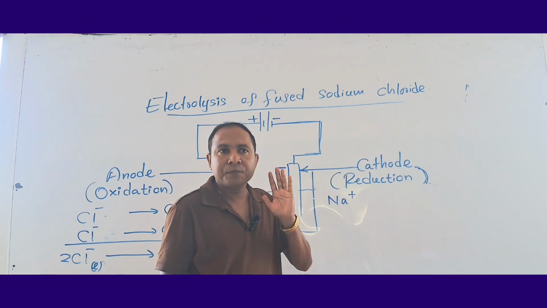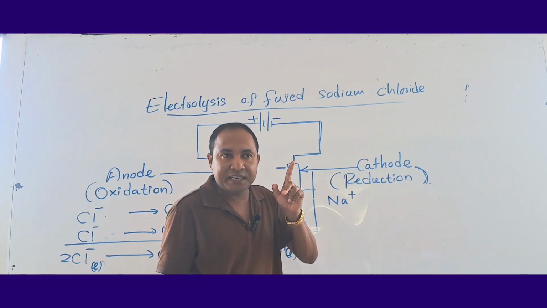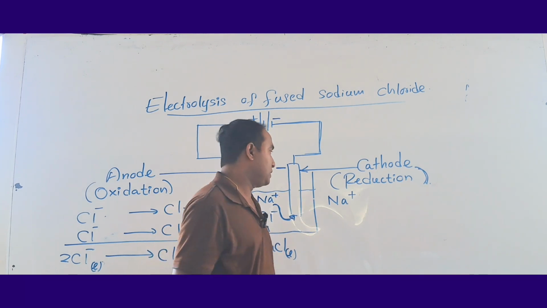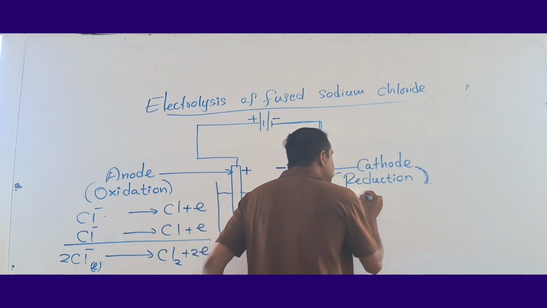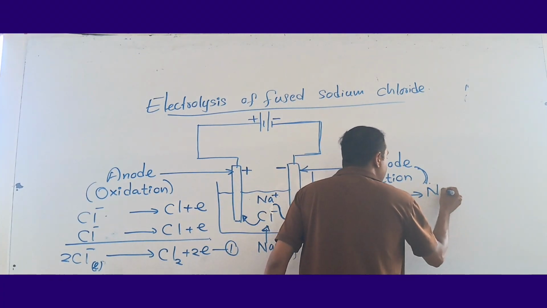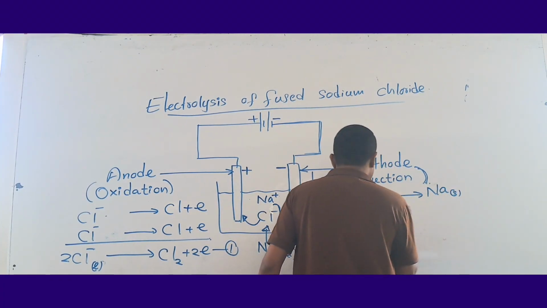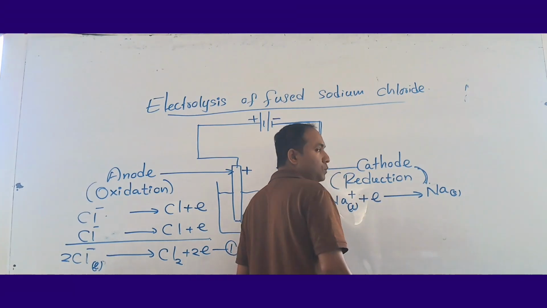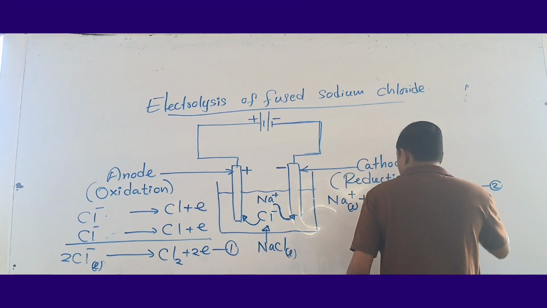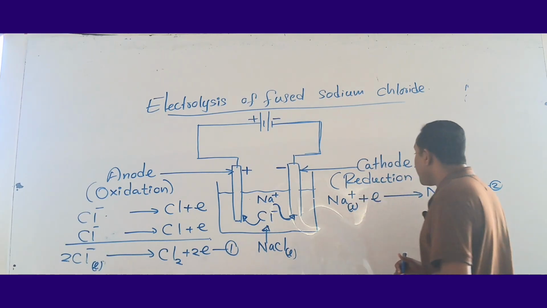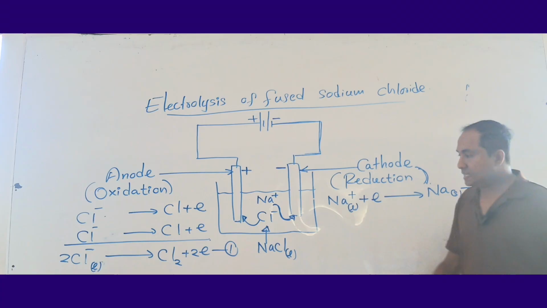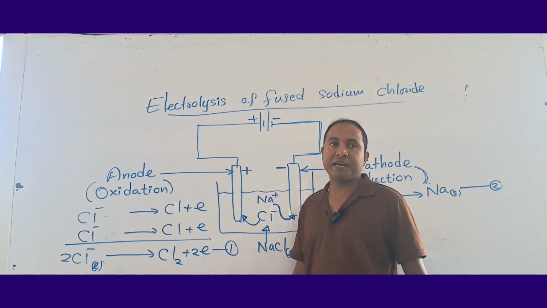Reduction means the chemical reaction that occurs by receiving electrons. A sodium ion receives one electron and forms a sodium atom. This is equation 2, the reduction half reaction. This is the oxidation half reaction.